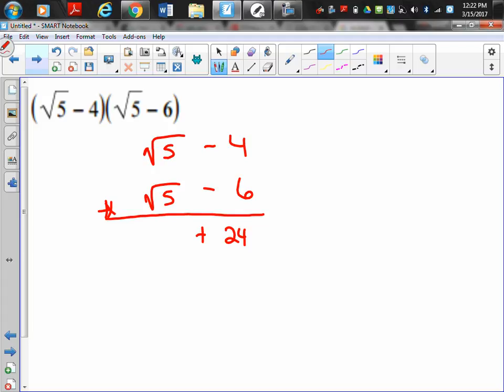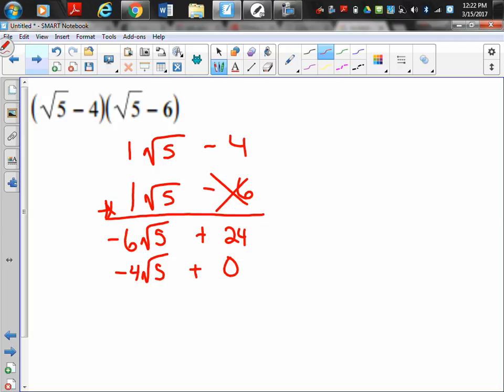Negative 6, what's my coefficient? 1. So negative 6 times 1 is negative 6 square root of 5. Alright? So I'm done with this, so that gets a 0. Move to the next column. What coefficient is in front of this? A 1. So 1 times negative 4 is negative 4 square root of 5.